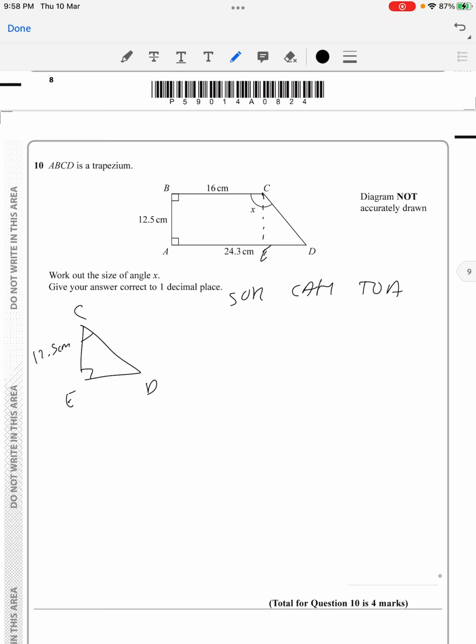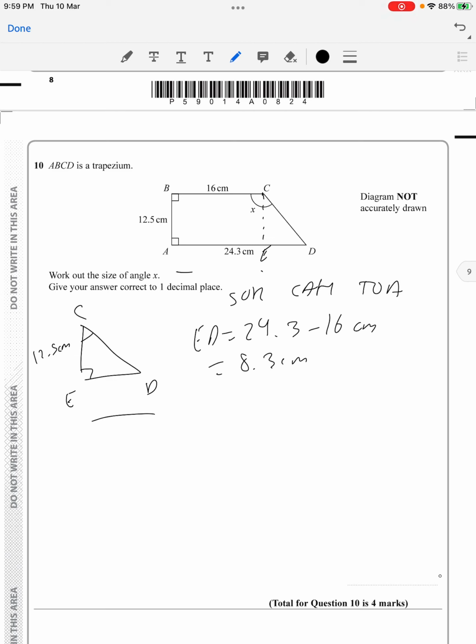Now, you need to find out the angle. In order to do this, you need to find out what ED is. ED is equal to 24.3 minus 16 centimeters, because we know that AE is 16 centimeters, as opposite sides of a rectangle are equal. We know this is a rectangle because of the 90 degrees shown here. We find ED by subtracting from the total length of AD. 24.3 minus 16 gives you 8.3 centimeters.